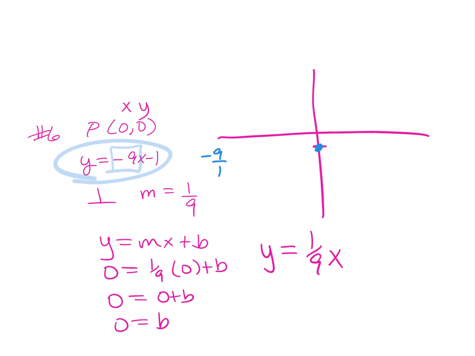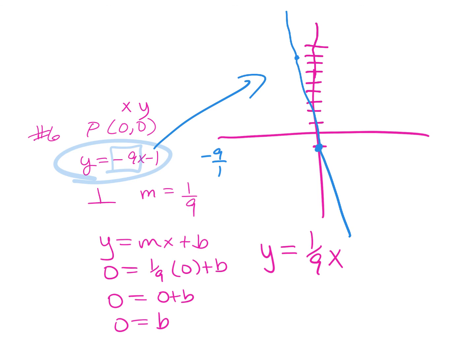Let me add some little markings here. Actually, I'll just do them in pink. So 1, 2, 3, 4, 5, 6, 7, 8, 9. And then I would go up. So 1, 2, 3, 4, 5, 6, 7, 8, 9, and then 1 over here. So the graph of the original equation looks like that.